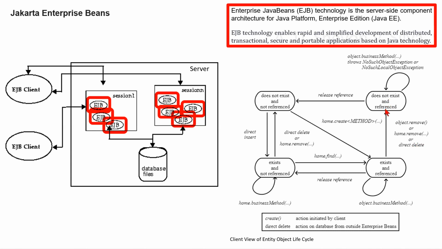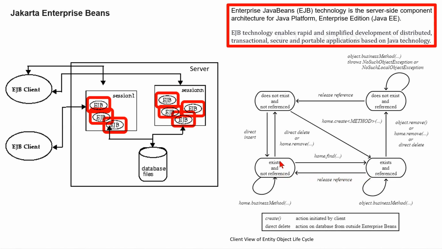And here, does not exist and referenced is connected to itself via object.business method, which throws NoSuchObjectException or NoSuchObjectLocalException. Does not exist and referenced is connected to does not exist and not referenced via release reference. Here, exists and referenced is connected to exists and not referenced via release reference.